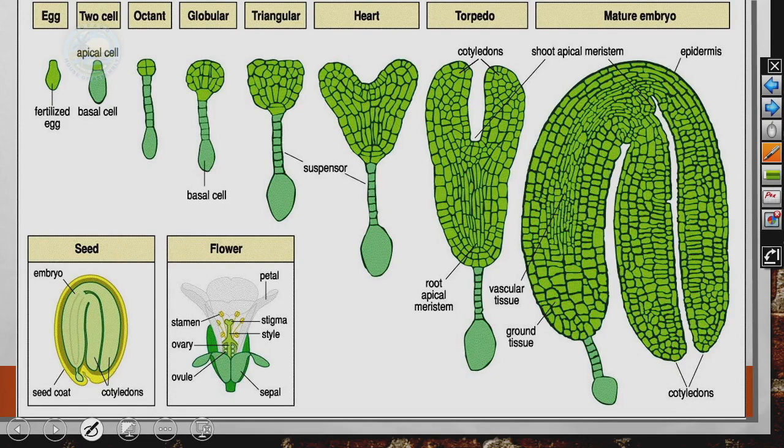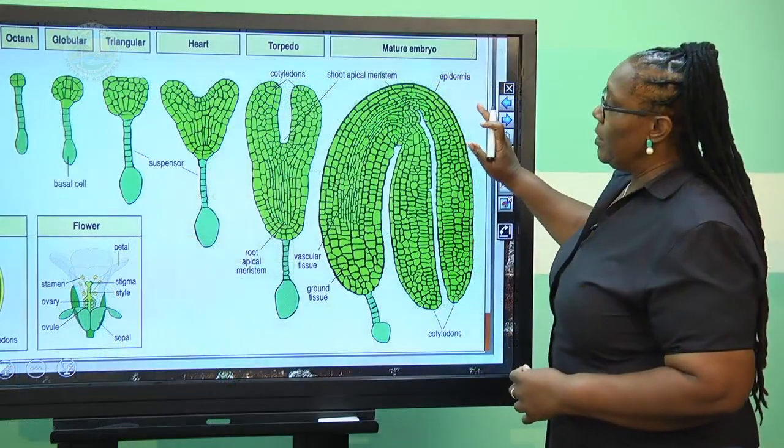And this just shows the development of this embryo. This is a series of diagrams that you are supposed to have a good working knowledge of. You're supposed to be able to follow the stages in the development of the mature embryo. So this is the final product. Good?